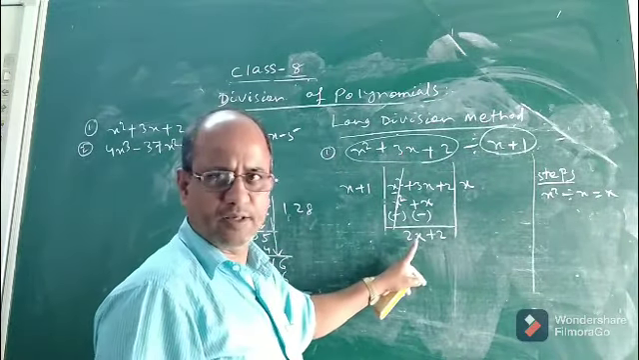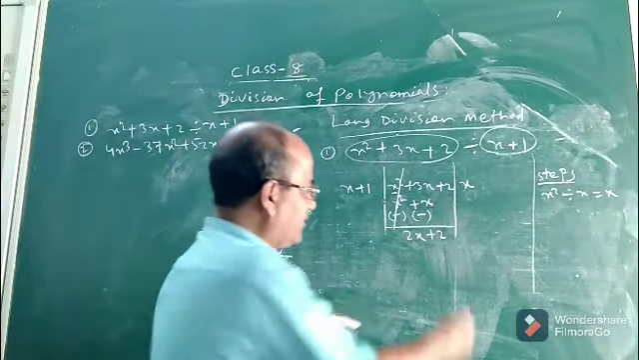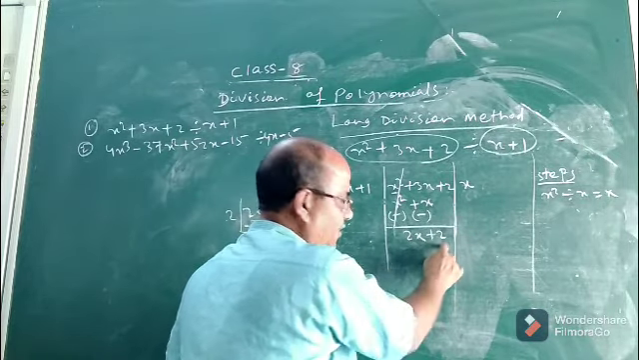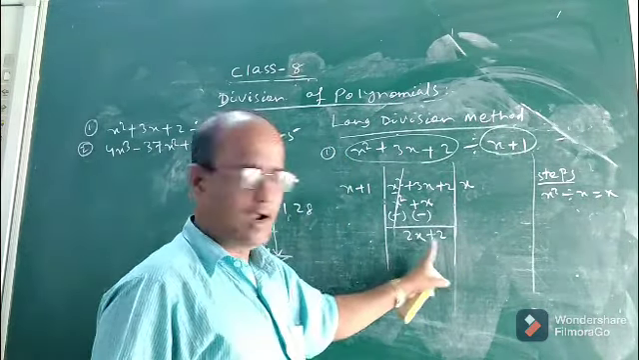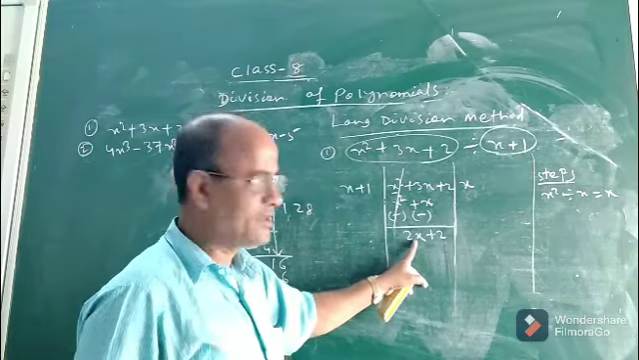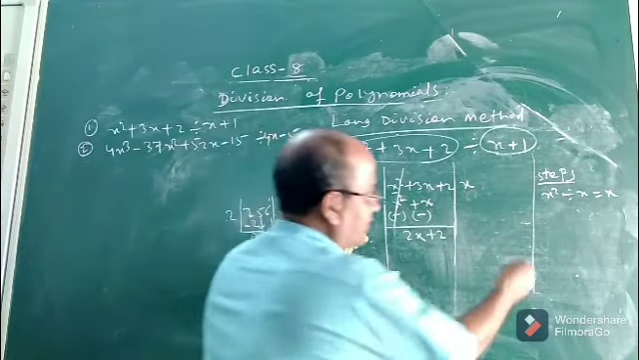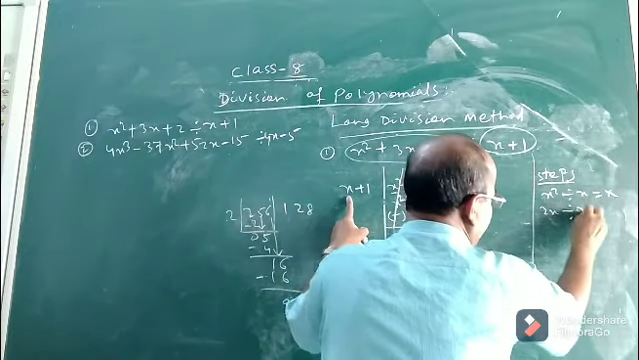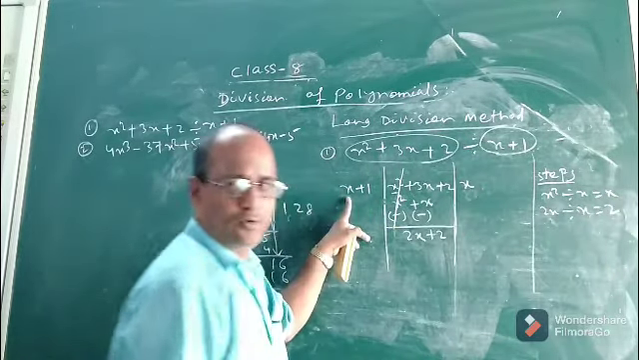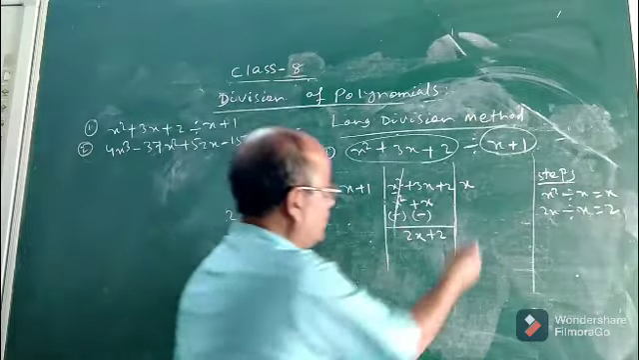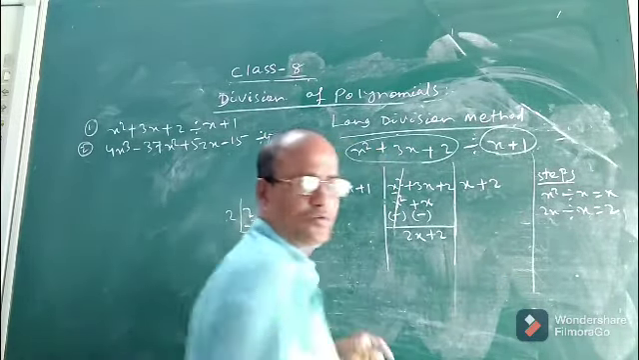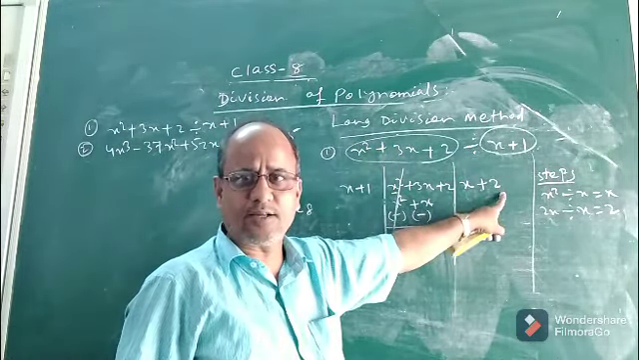See, now this is our new dividend, 2x plus 2. And what is the first term here? It is 2x. Then this 2x, again you divide it by the first term of the divisor. 2x divided by x, what will it give you? It will give you 2. So you write here plus 2. So this is the second term of the quotient, plus 2.